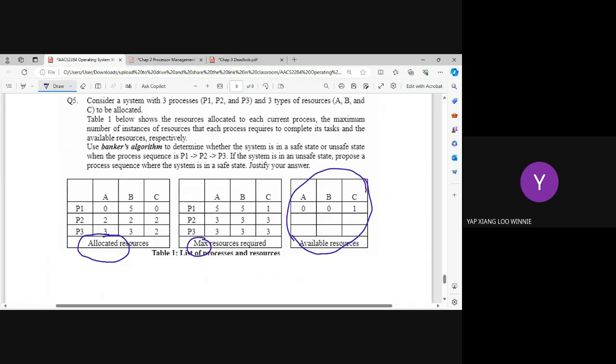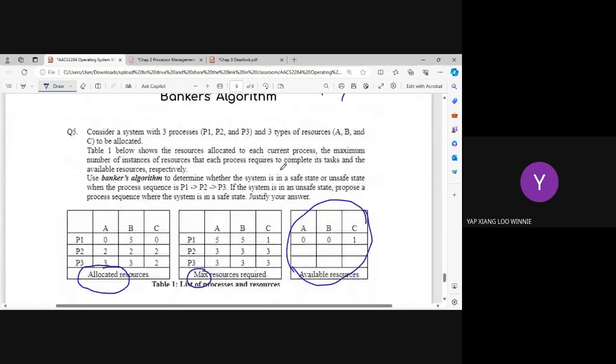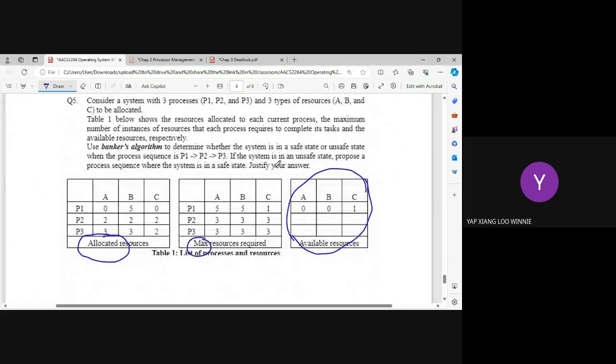Now you might be wondering: you say available is what I have that the process is not using, allocated is what I have but the process is using, and max is the resources for one process in order to complete. Then what is need? Normally they'll ask you to calculate the need. Available, allocated, max, you already know. Now need.